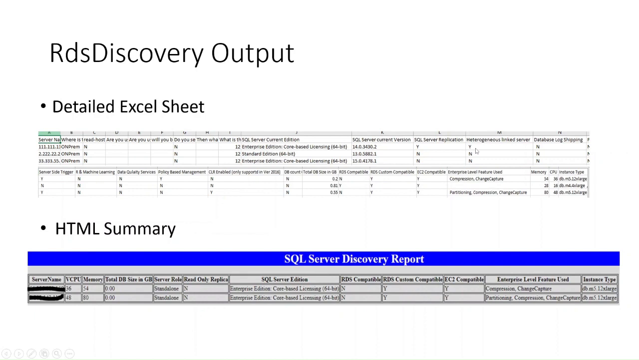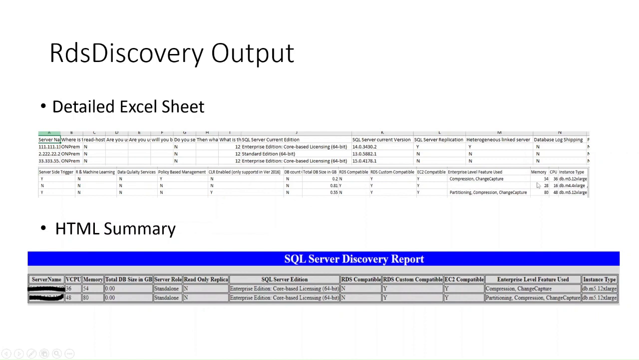Yes means it has been detected, no means it's not detected, and it will tell you whether it's RDS compatible, RDS Custom, or EC2. It gives you the enterprise level features, and this could be used to determine whether your edition could be scaled down from enterprise to standard, based on whether you're using those features or whether those features became standard in future versions of SQL Server.